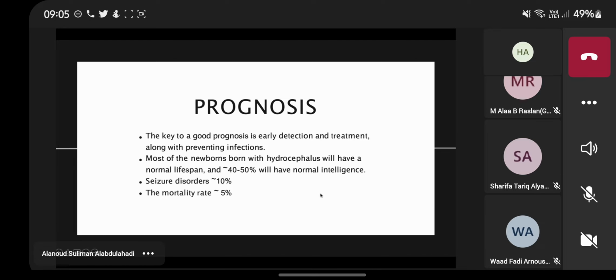Now for the prognosis, briefly, I just want to mention that prognosis improves the earlier you detect the patient with hydrocephalus and the earlier you start the treatment, and also by preventing infections. So mortality is only 5%, but in 40% of cases or 50% of cases, they usually have normal intelligence and normal lifespan. So furthermore, as I mentioned here, the prognosis is very important when it comes to preventing infections.